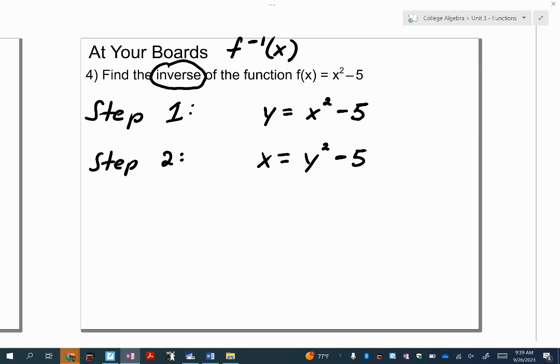That's step number 2. All right, notice, did the square go with the x? Did that exponent of 2 go with the x? No. Right? Everything stays where it is. Only the x and the y switch places. Okay?